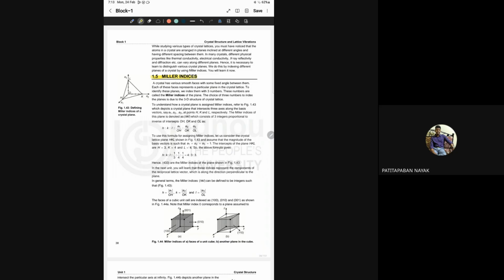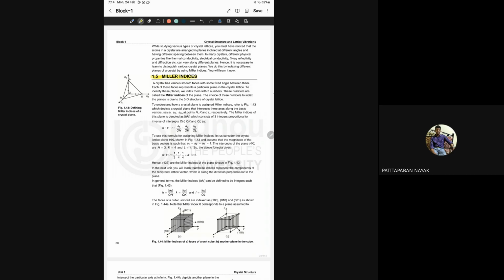Each of these faces represents a particular plane in the crystal. To identify these planes, we index them with three numbers. We index the planes by three numbers. These numbers are called Miller indices of the plane.